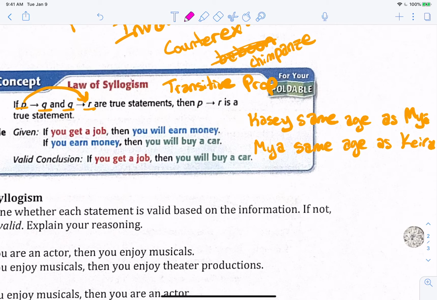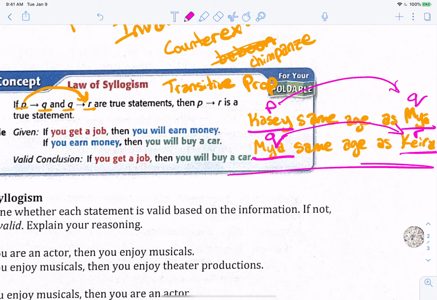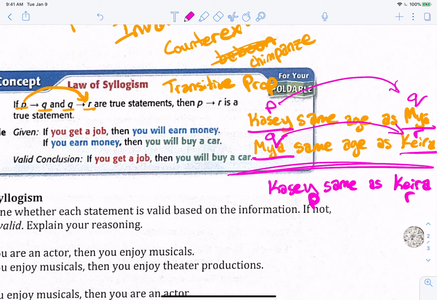Who is P? Casey is P. Who is Q? Maya is Q. Maya is also Q again down here. Kira is R. So P implies Q. Q implies R. So our conclusion is that Casey is the same age as Kira. Right? Because P is the same age as Kira. Okay, we're going by just year instead of date. So Casey is the same age as Kira. That is P and then R. That's the transitive property. P implies Q. Q implies R. P implies R. Okay?